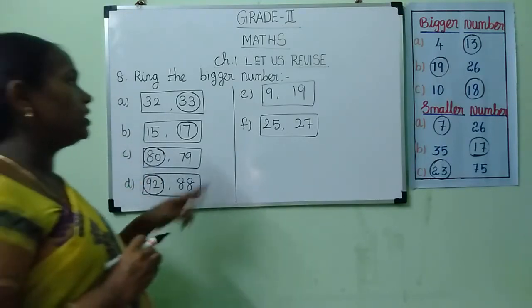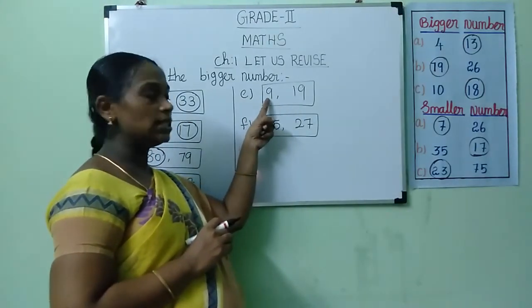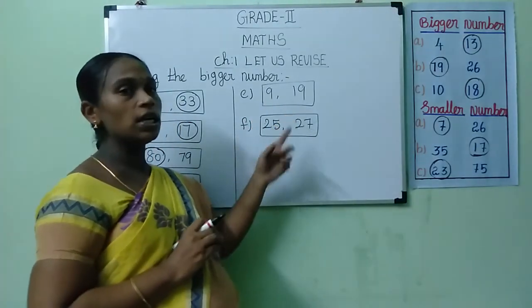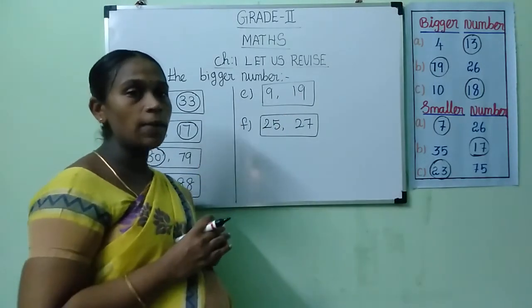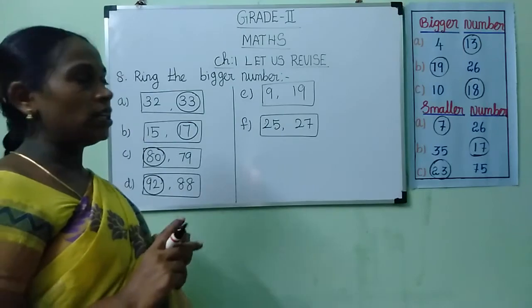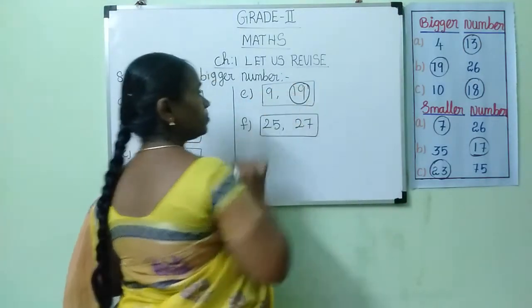Okay, the next one, sum 9 and 19. This is a single digit number. This is a 2 digit number. Which is a bigger number? Single digit or 2 digit number? Yes, the 2 digit number is the bigger number. So you should put the circle.